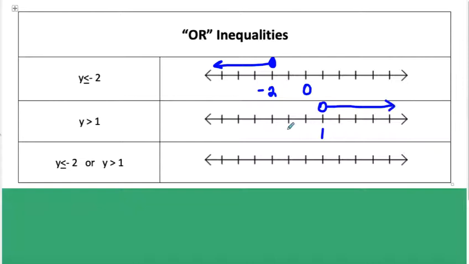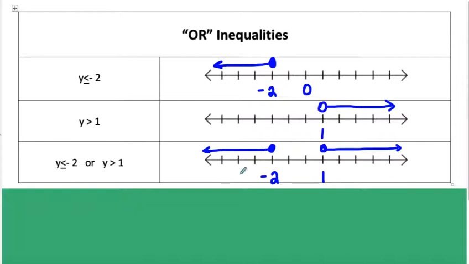If I now make it a compound inequality using the word or, I have both of these on the same number line. So -2 and 1, and I have an open circle from 1. I have a closed circle here. And so my solution could be in either of the areas.